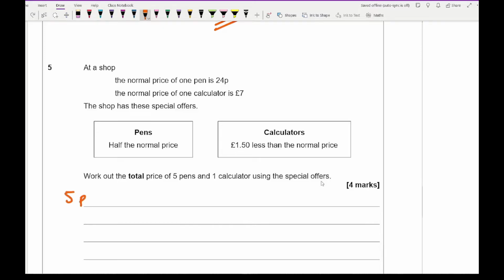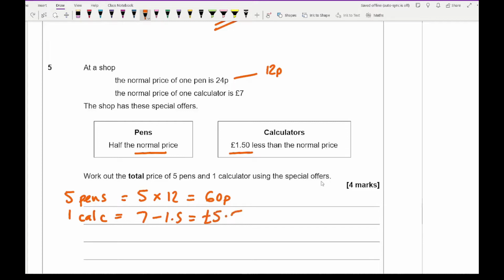So 5 pens, well, if it's half price, then the price is going to be 12 pence. So that's going to be 5 times 12, which is 60 pence. Then for the calculator, that's going to be the normal price, which is 7 minus 1.5, which is £5.50. So all that's left for me to then do is add those two numbers up. So I've got £5.50 plus 60 pence, which gives me an answer of £6.10.